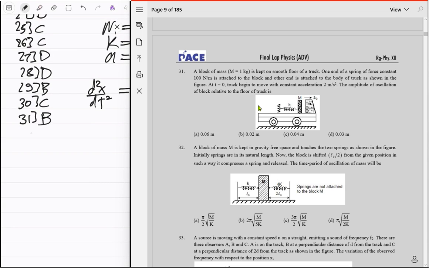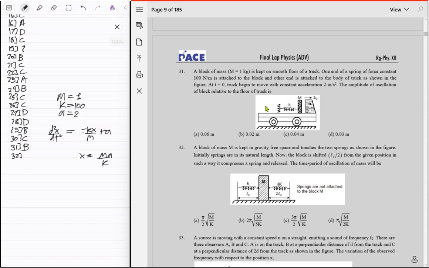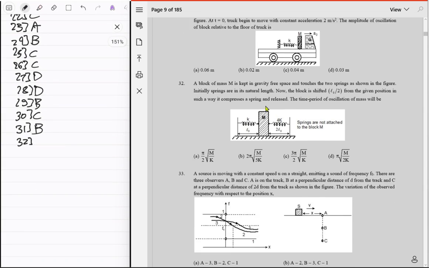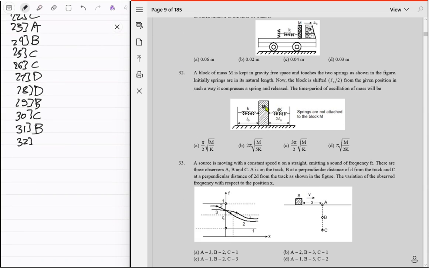Next question, 32. With respect to truck, yes, that is the amplitude for sure. Next question. A block of mass m kept in gravity-free space touches the two springs as shown in the figure. Initially, springs are in natural length.